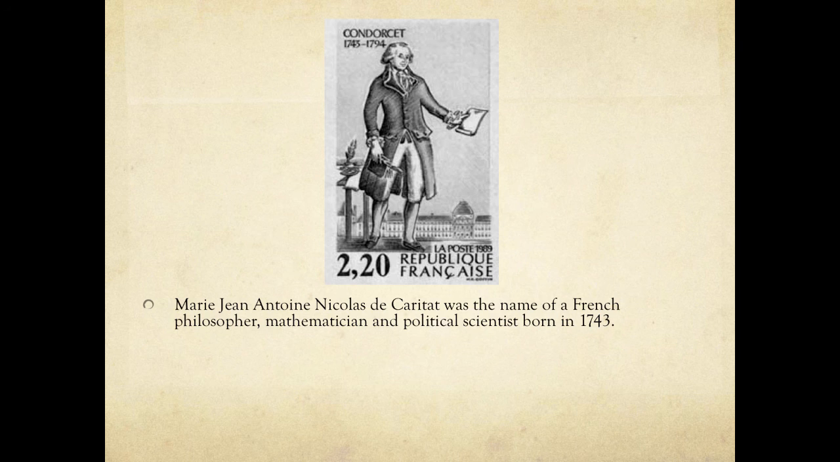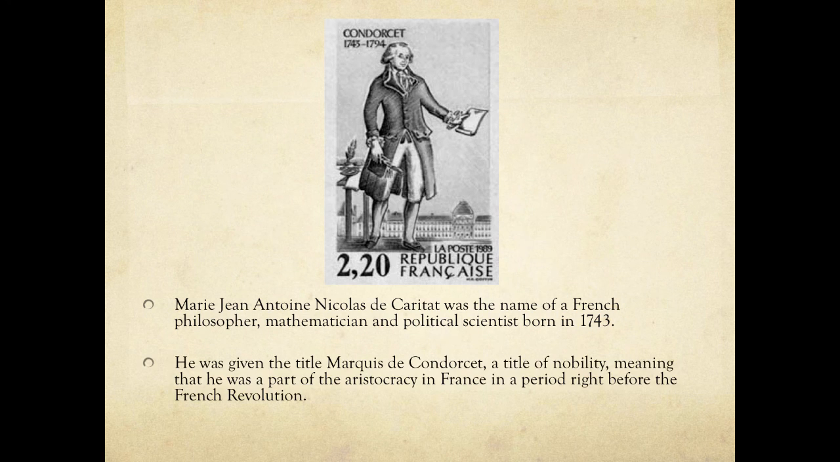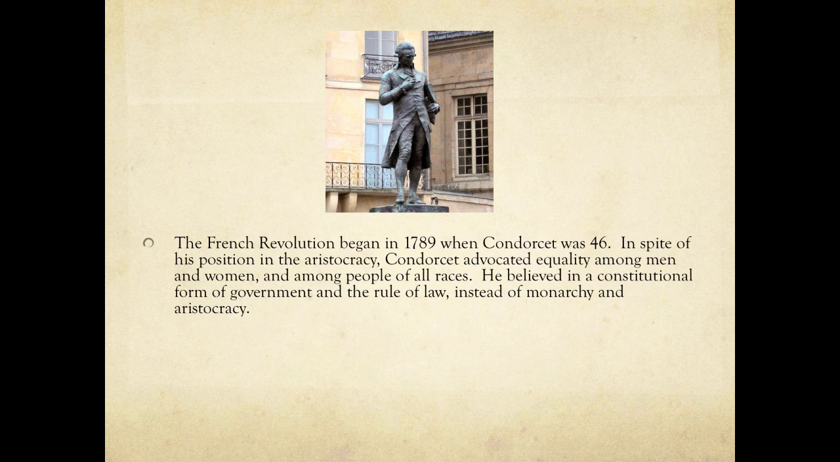Marie-Jean-Antoine Nicolas de Caritat was the name of a French philosopher, mathematician, and political scientist who was born in 1743. He was given the title Marquis de Condorcet, a title of nobility, meaning he was part of the aristocracy in France in a period right before the French Revolution.